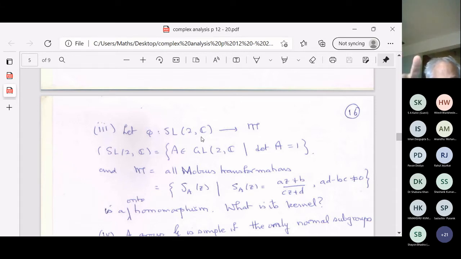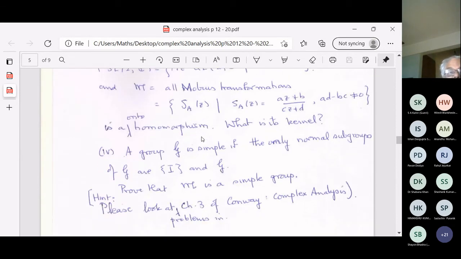Because you know that if you multiply all the coefficients by a certain scalar, of absolute value 1, then the determinant stays the same. Anyway, let me not get into that. So Mobius transformations are all these things. This is an onto homomorphism.